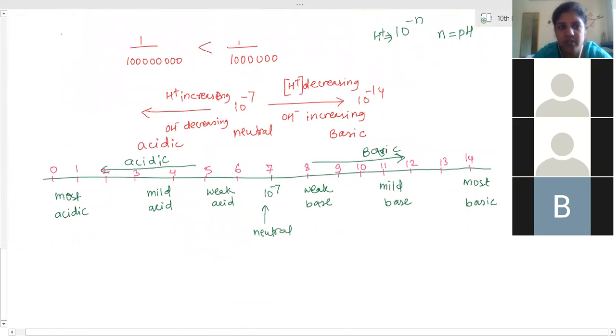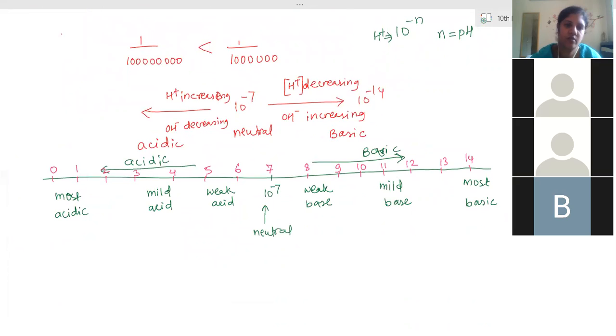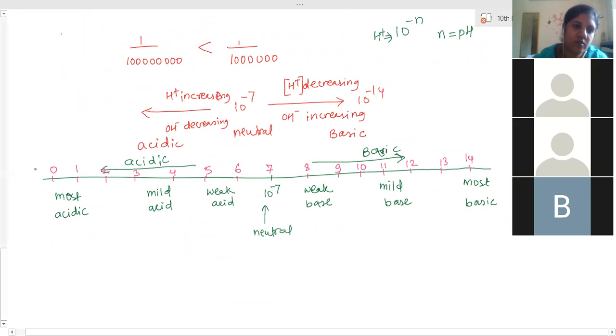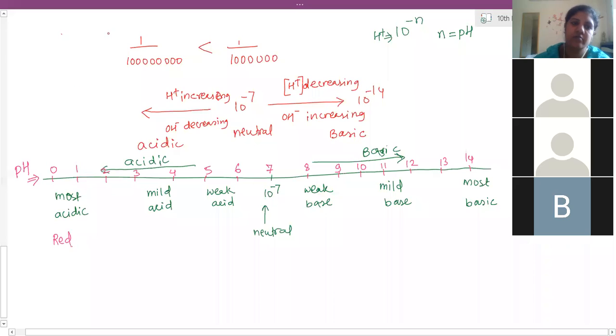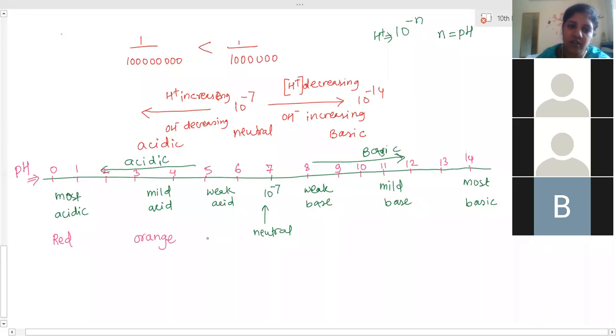Now this strip, the pH value. Now this is for pH. This is the pH values. The colors. Now this is red color. This is orange color. For mild acid, we will get the orange color. The shades of yellow. For neutral, it is green color. For weak base, it is blue, dark blue, or indigo we can consider. And this is violet.